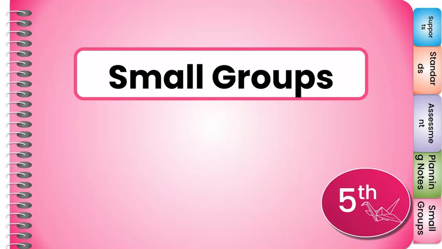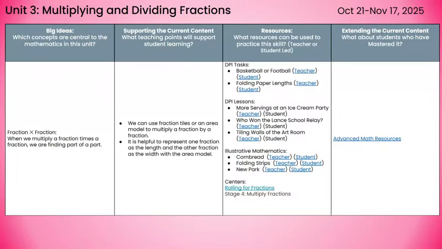The final section of the curriculum guide is the small group section. This section highlights big ideas of the unit, key teaching points, and resources that can be used to re-engage students in the work of the unit as needed. You will also find resources to extend learning in the final column of these slides.